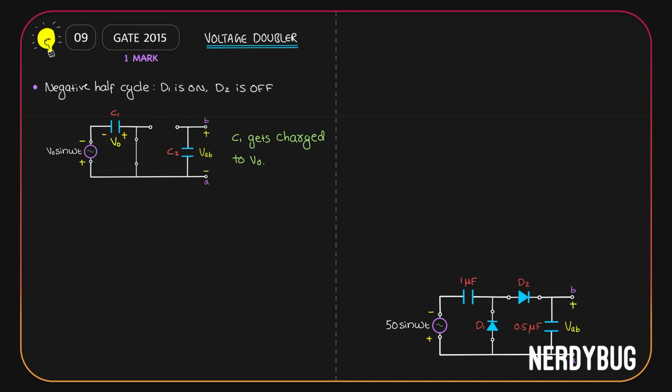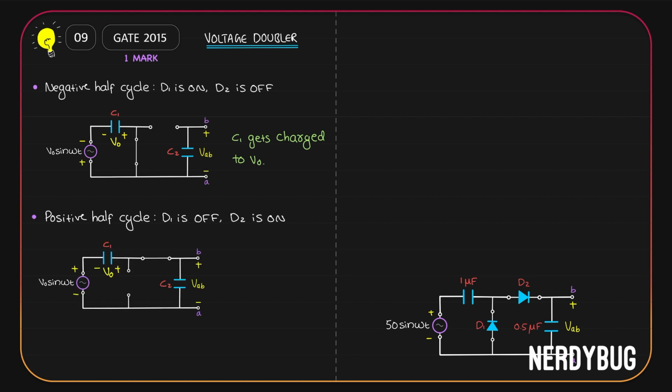Now let's go to the positive half cycle. Input will give positive here and negative here. That means D1 will get positive here and negative here, it will be switched off. D2 gets positive here and negative here, it will be switched on. We can model the circuit like this.